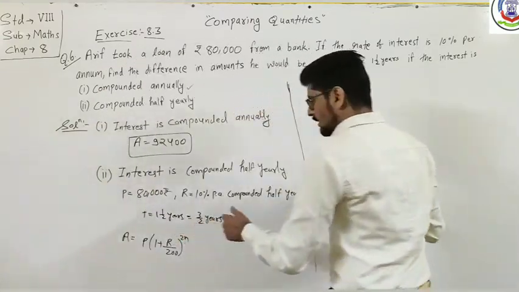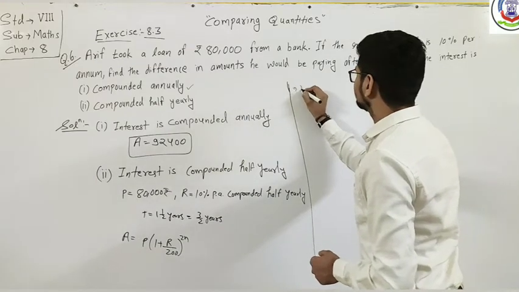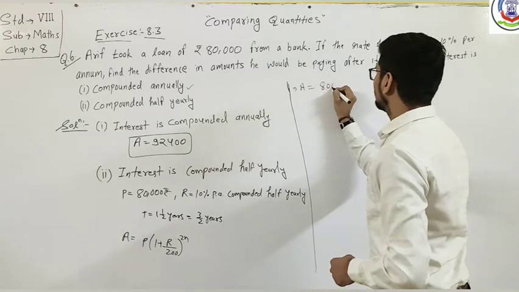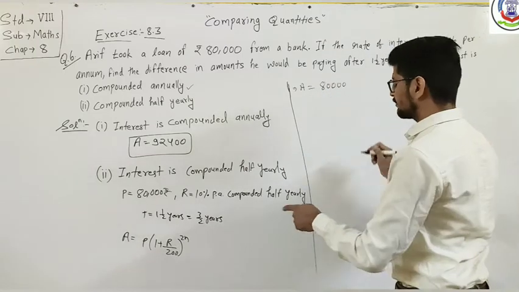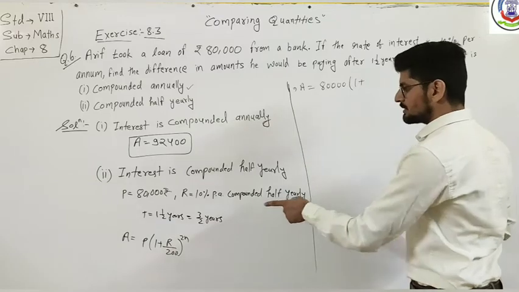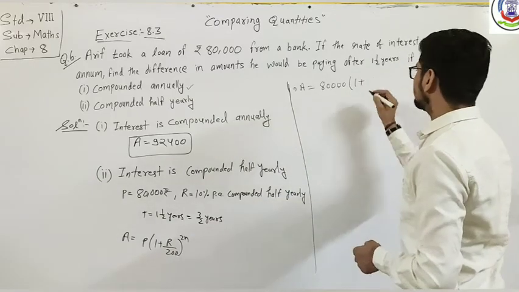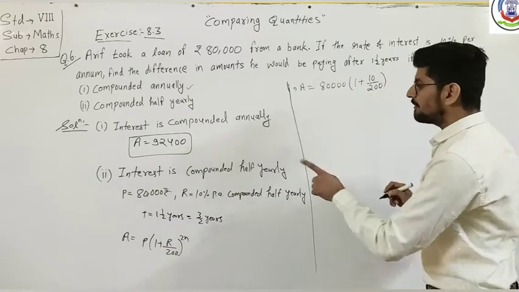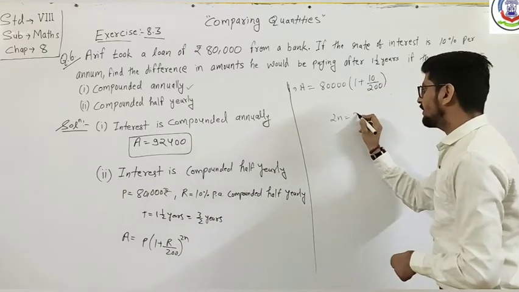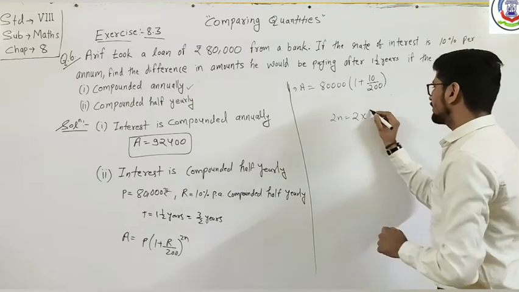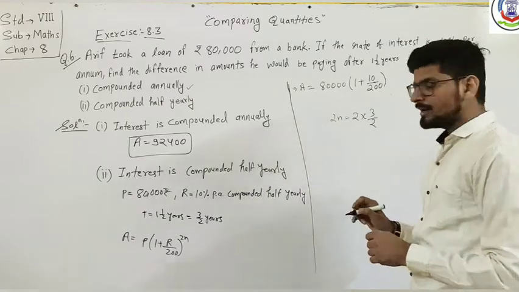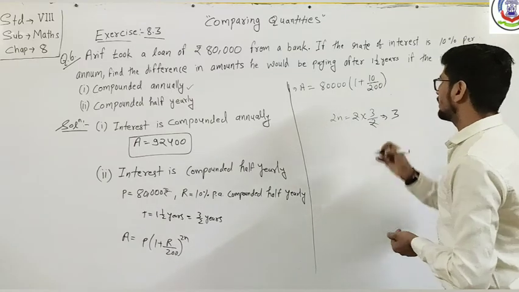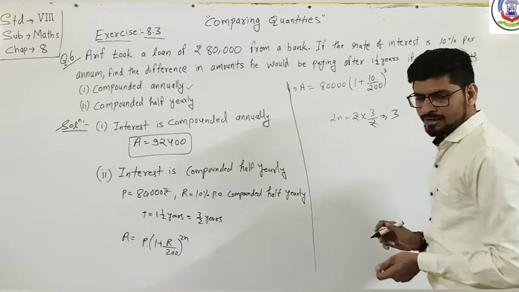नाउ वैल्यू पुट कर देते हैं. A is equal to P. P is your 80,000 and 1 plus R by 200, that is 10/200 raised to the power 2n. 2n means 2 multiply n, and what is your n? 3/2. Clear? So 2 से 2 get cancelled and is equal to 3. So 2n क्या हो जाएगा आपका 3. Clear?